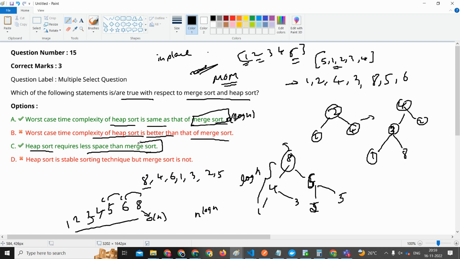Heap sort is better than merge sort. No, this is not the case, right? The second option is wrong, we just saw. Okay. So heap sort takes less space than merge sort. Why does merge sort take more space than heap sort? Why?